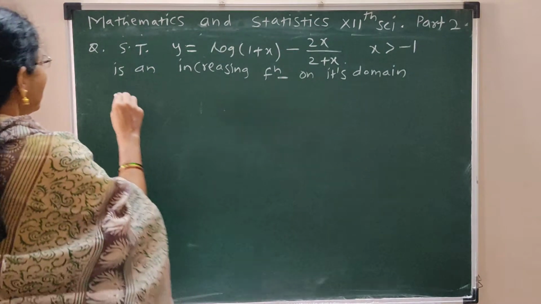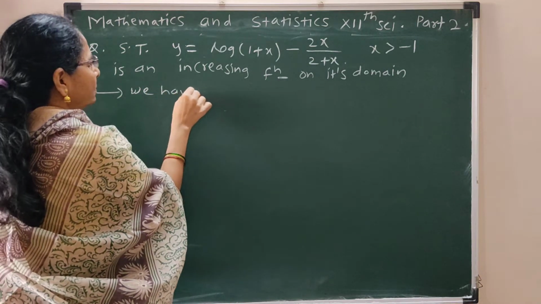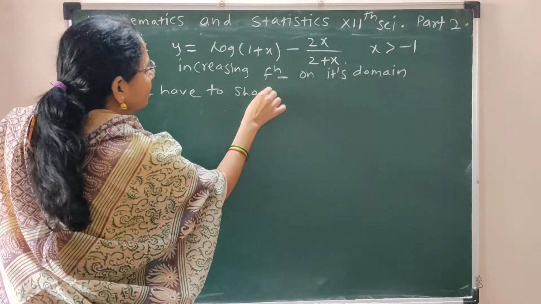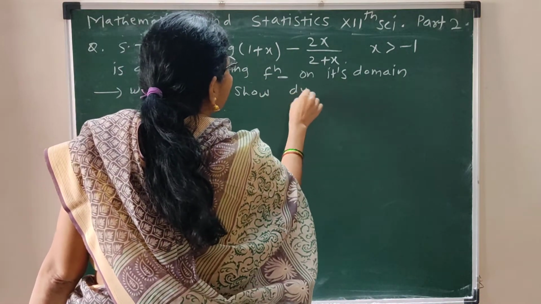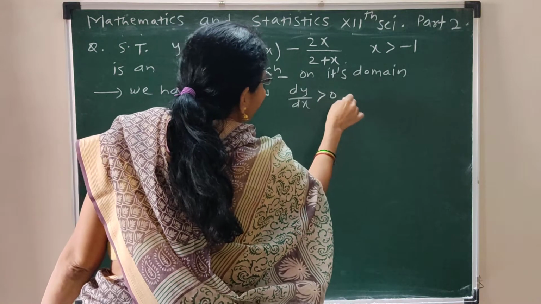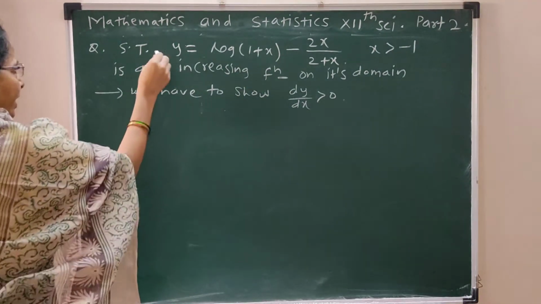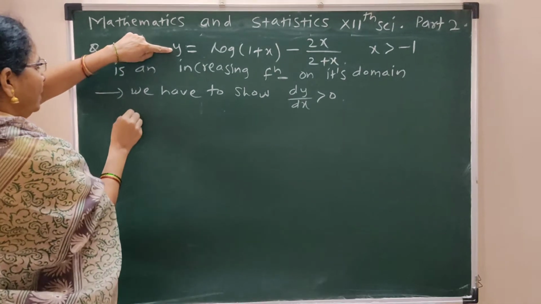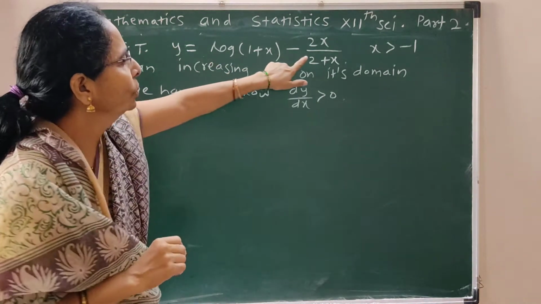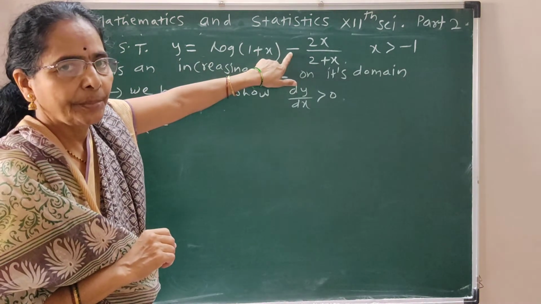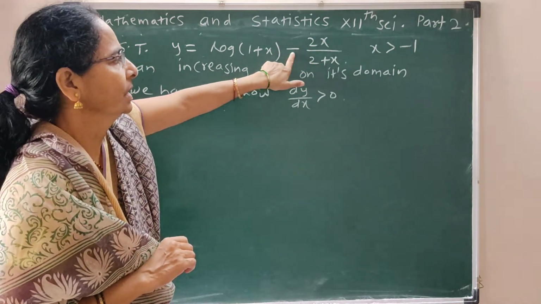That means we have to show dy by dx is greater than 0. That means dy by dx is positive. So take dy by dx from this. Dy by dx is equal to, these are two terms, there is a difference. So take derivative respectively and take their difference.